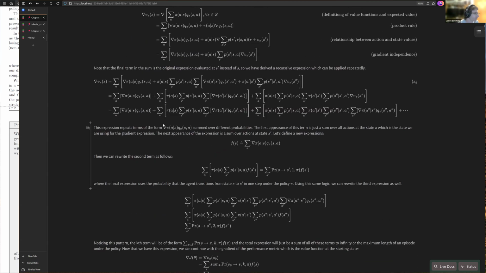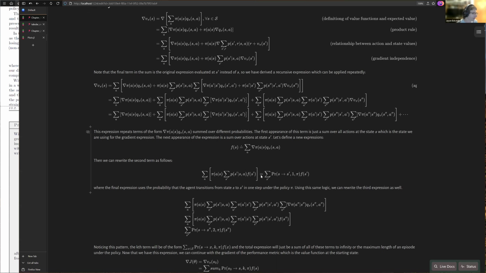Now, the second term, right, here I'm just writing it a little more compactly. But if you look at what these sums are, we're summing over all the actions times the probability of the action, and then we're summing over all of the transition states and the probability of ending up in the transition state after taking action A.